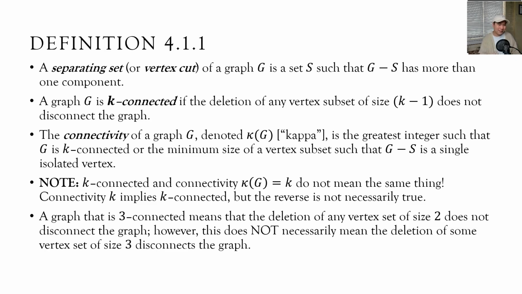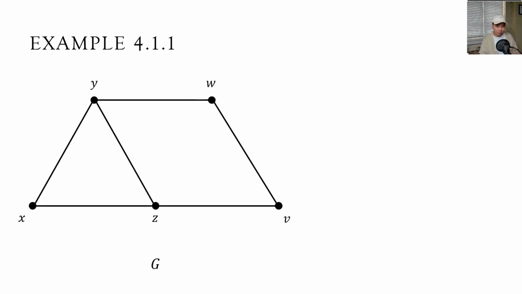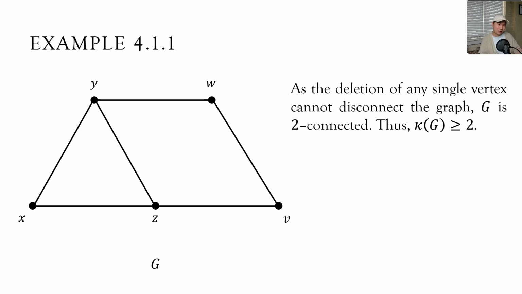So just so that we have an idea of this, let's look at this example here. Here I drew some random graph. One thing I can say pretty quickly just from looking at this graph is that if I delete any single vertex, I'm not going to end up with more components. You can go vertex by vertex to check this. If I delete just Y, all of my other vertices are still connected. Same thing if I delete X, Z, W, or V. No matter which single vertex I delete, I'm not disconnected. So that tells me that my graph is 2-connected.